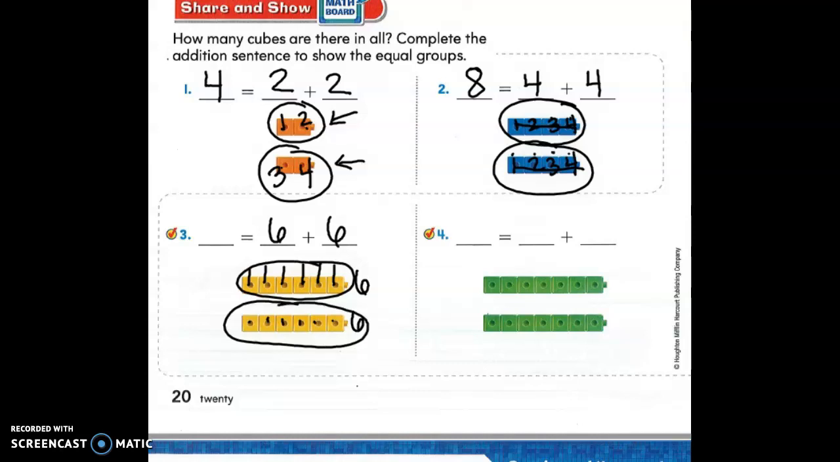They're two equal groups. Doubles, 6 plus 6, and I could count them all together if I need to, but 6 plus 6 equals 12.